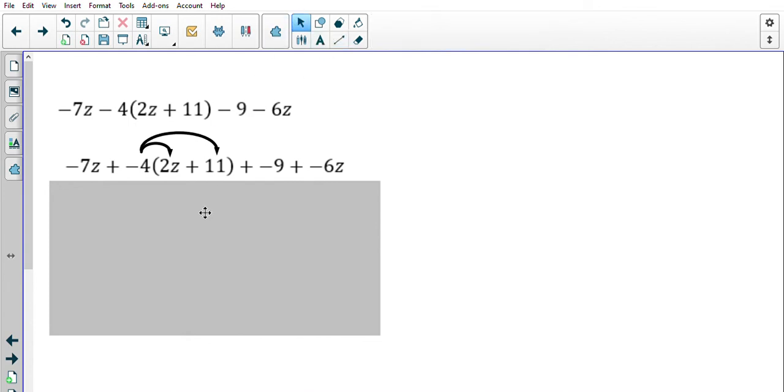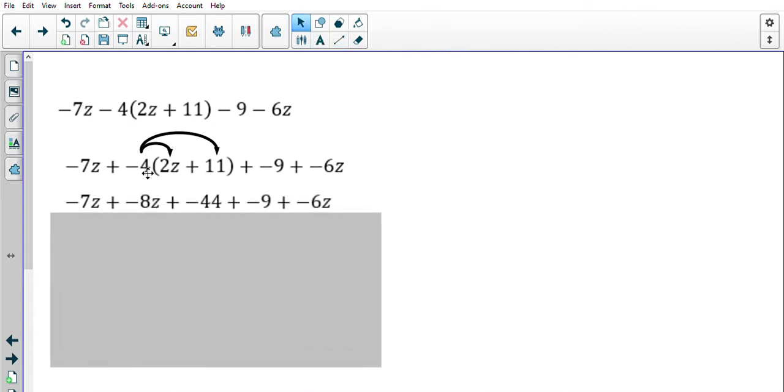So we've got negative 7z plus negative 4 times 2z is negative 8z. Negative 4 times 11 is negative 44. Bring down your plus negative 9 and plus negative 6z. Let's put our like terms side by side. So that'll be negative 7z, negative 8z, and negative 6z. I again probably overdid it with the negatives here. Get a negative 44 and a negative 9.